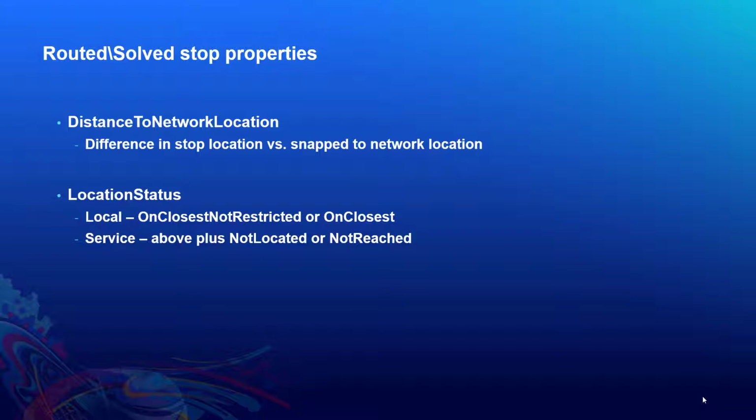We also have a location status property that gets populated. This value gives you more information on what type of edge an input located on. So it might have located on a closest edge, but there also might be an edge closer that was restricted, so you might get a status of closest not restricted edge. And then services, as I said before, allow for not locating, so you might have a not located status or a not reached status.